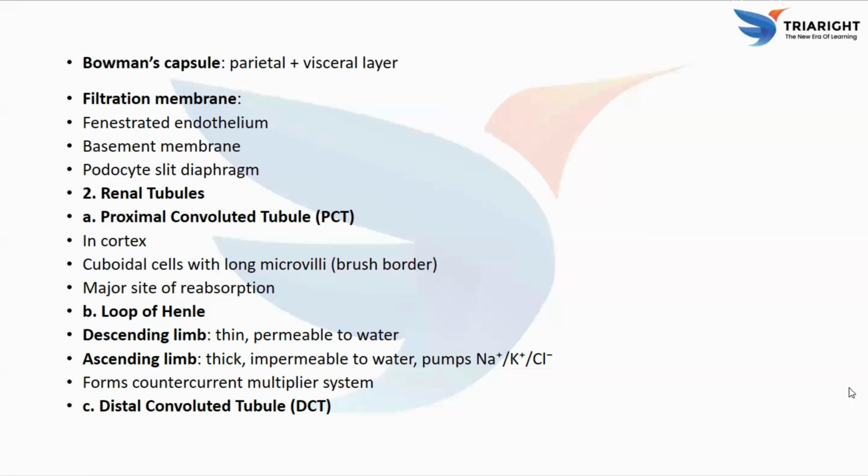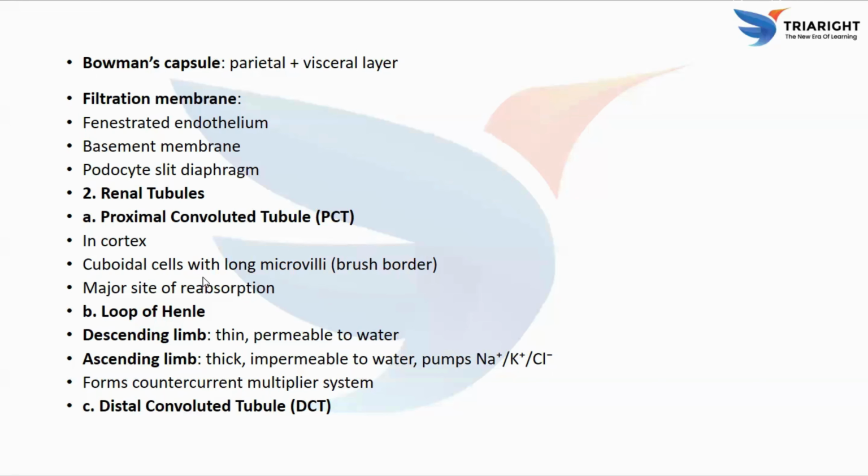So now what is PCT? It is located in the renal cortex. So what is the structure? It is lined with cuboidal cells containing long microvilli which form the brush border. The main function of the PCT is that it's a major site of reabsorption. So what does it reabsorb? It reabsorbs 65% of water. It reabsorbs nearly all the glucose and amino acids. It reabsorbs electrolytes like sodium, calcium and also bicarbonate ions.